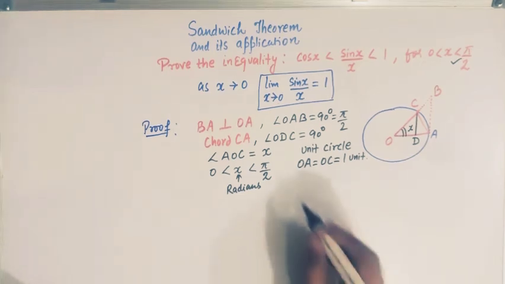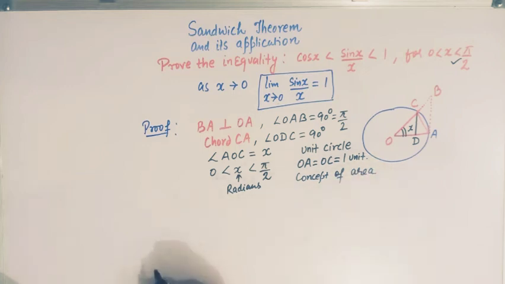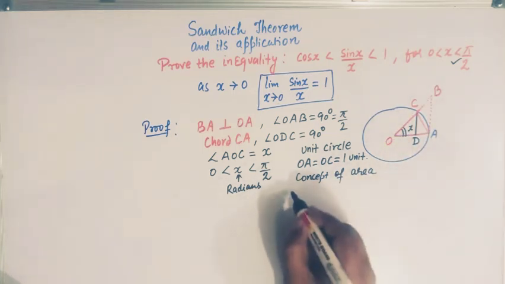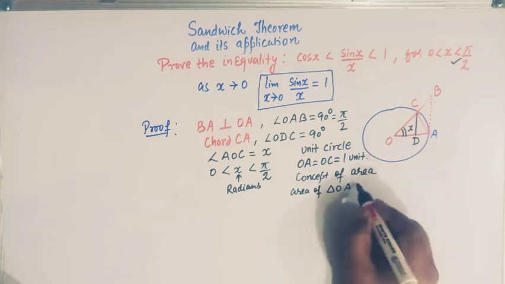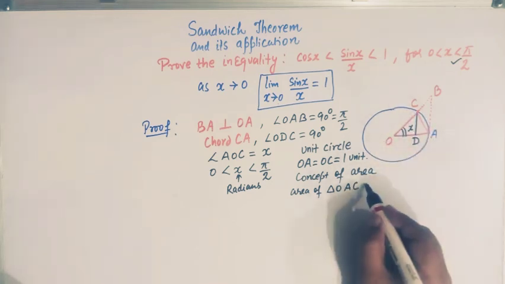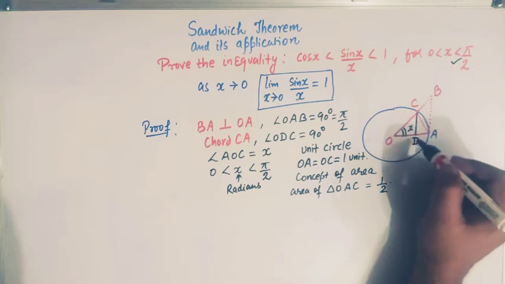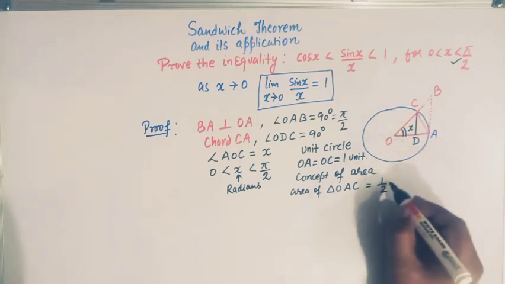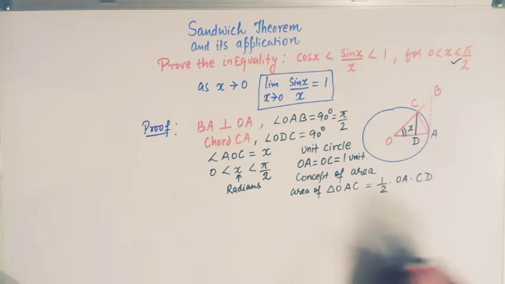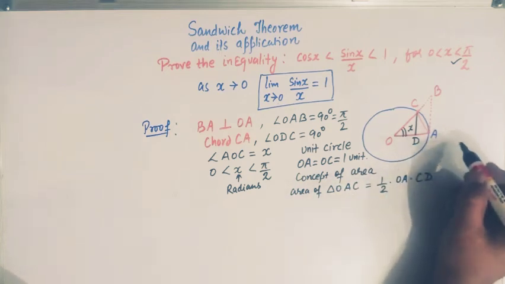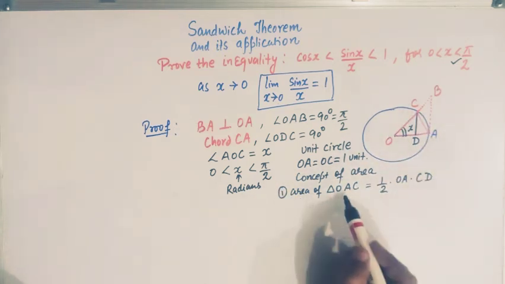now using the concept of area, we see that the area of triangle OAC, right? OAC is half base multiplied by the altitude. So we have half multiplied OA multiplied CD, right? Because the area of a triangle is half base into altitude. Okay, so this is the area of triangle OAC.